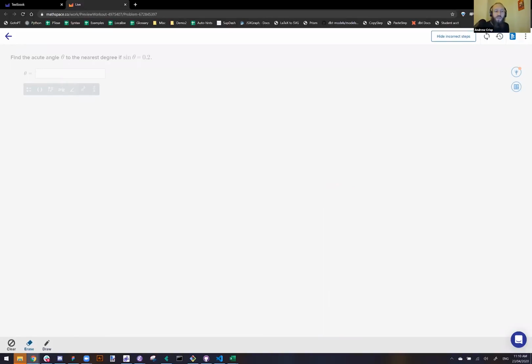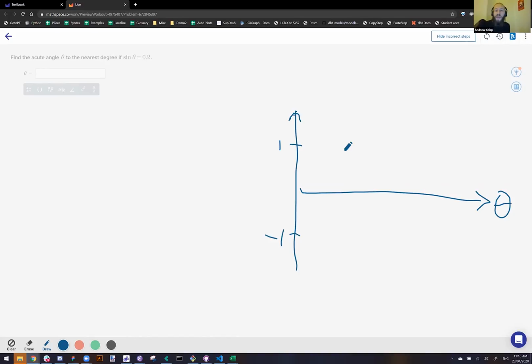Last time I showed you the picture of what sine looks like. This is the theta, and this is 1 and minus 1. And then I'm going to just draw this as 90. And I'm going to just briefly flick back to my applet here.